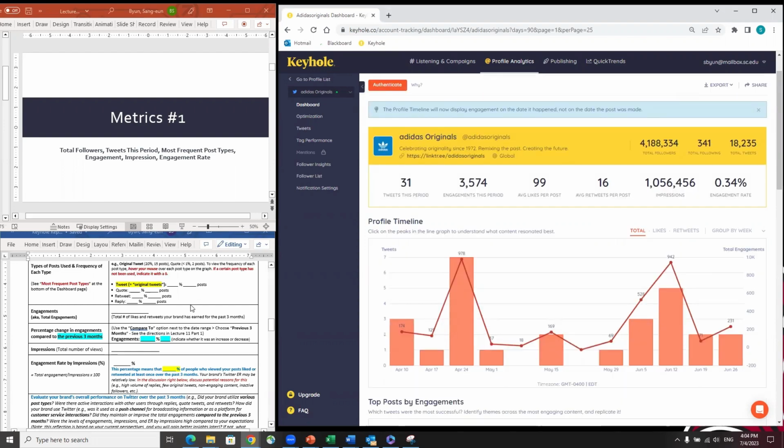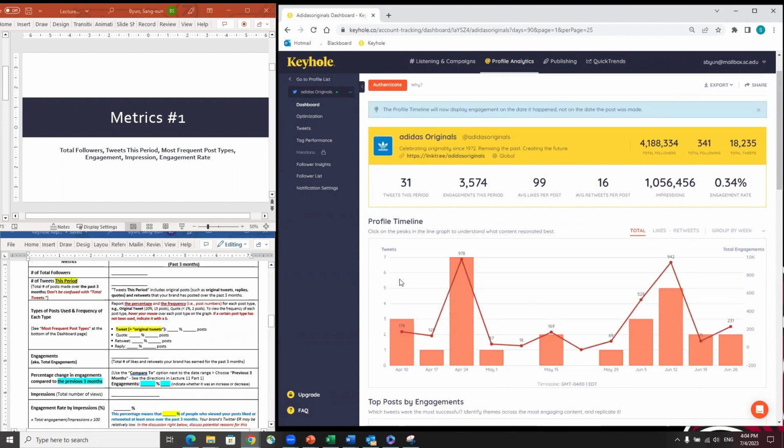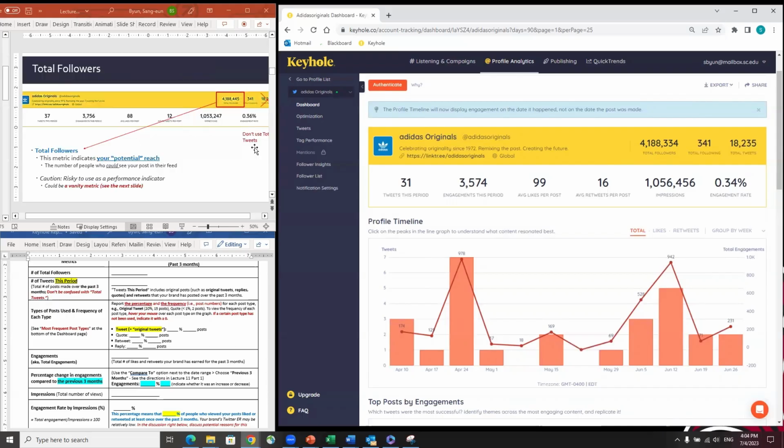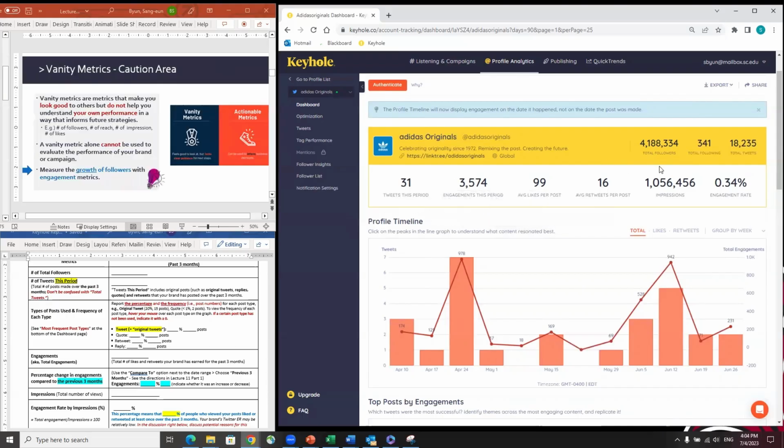The first question is, what is the total number of followers? You simply find this number from the yellow banner. I'm using Adidas Originals as an example, but report the number from your brand's Twitter account. They have over 4 million followers, but you do not want to overly rely on this metric to evaluate your performance. When the number is big, it looks great, but actually it doesn't give you a lot of insights. What is more important is metrics like engagement and engagement rate. You want to evaluate your performance based on engagement.